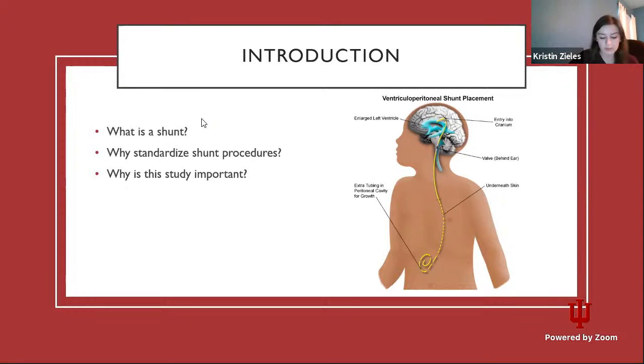This study is important because medical cost management and quality improvement have become increasingly important in the healthcare industry. So the study aimed to show how standardization of shunts can affect clinical outcomes such as cost, length of stay, and operative time. Additionally, the study aims to measure the provider perception on the standardization, and standardization is a key piece of quality improvement.